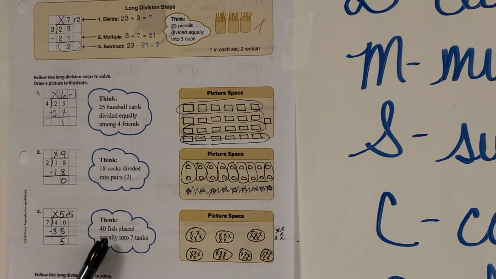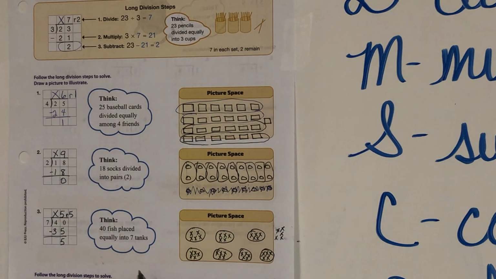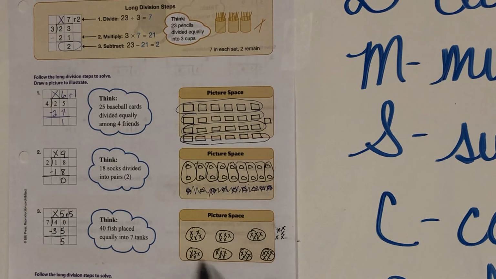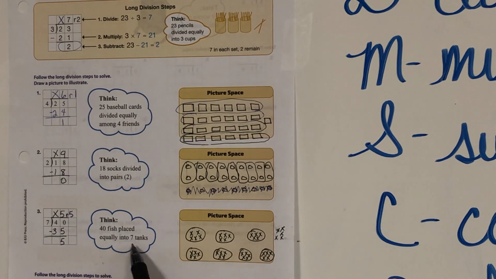Now, think about 40 fish placed equally into 7 tanks. So I've drawn 7 tanks, and I've drawn X's for fish. So each tank will have 5 fish in it, but then there are 5 left over. So it says placed equally into 7 tanks. So if we were to put a fish in each one of those tanks, there would be 2 tanks that didn't have a fish. So that's your remainder. It will not go equally into the tanks.